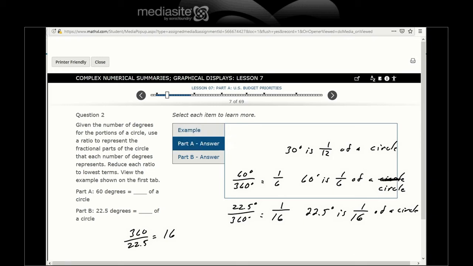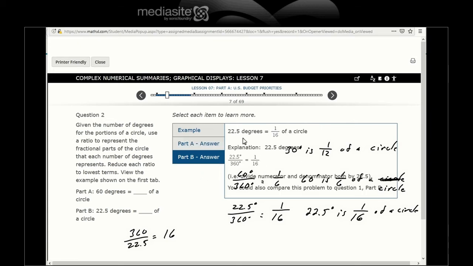So part A, 60 over 360 is 1/6, or 60 degrees is 1/6 of a circle. And 22 and a half degrees is 1/16 of a circle. Even when I say equal, in math speak, when describing relationships between sets of numbers, you kind of imply the equal sign.